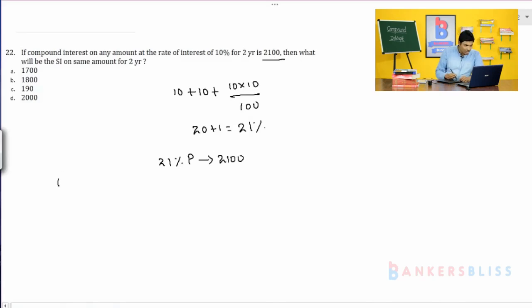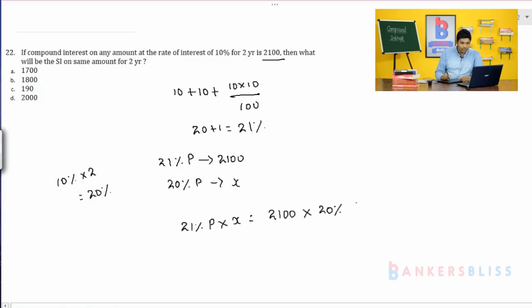So under the simple interest scheme, 10% into 2 years is equal to 20%. So 20% of the principal amount is how much? That's what they are asking. Okay, so cross multiplication: 21% of P into X is equal to 2100 into 20% of P. So P gets cancelled. You can neglect the percentage because both sides have percentage, by 100 it is going to get cancelled.